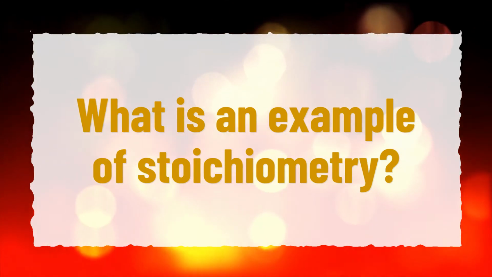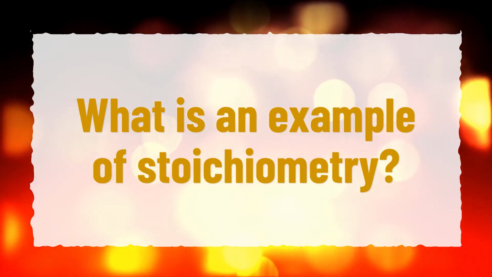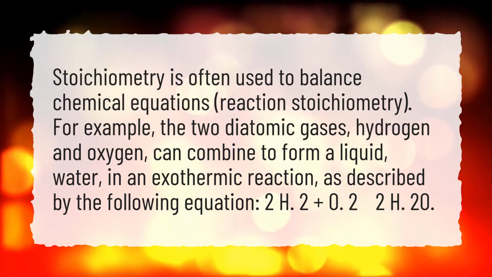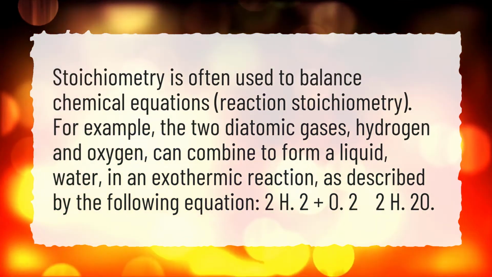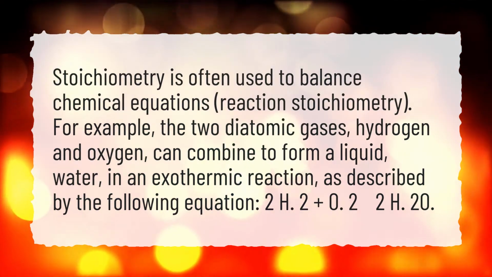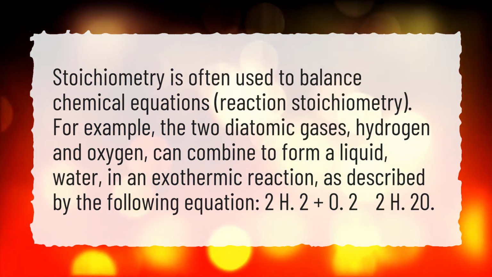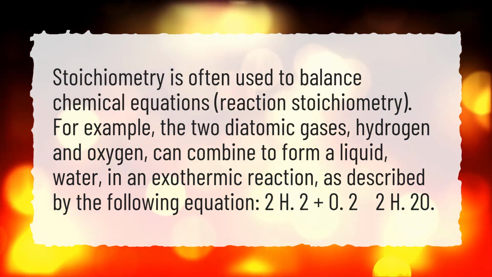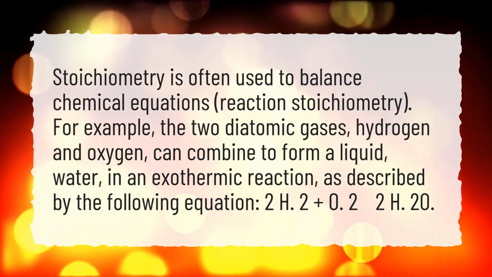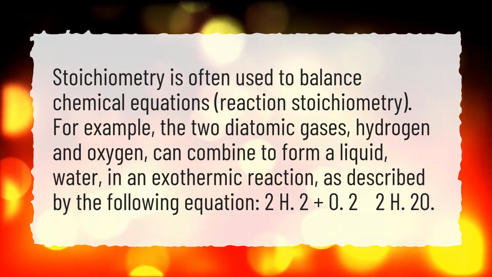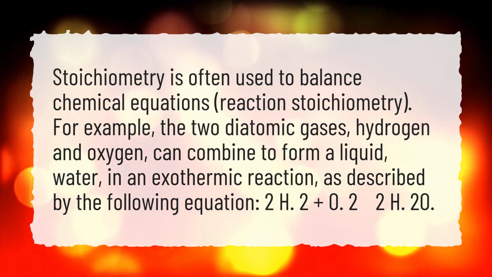What is an example of stoichiometry? Stoichiometry is often used to balance chemical equations, reaction stoichiometry. For example, the two diatomic gases, hydrogen and oxygen, can combine to form a liquid, water, in an exothermic reaction, as described by the following equation, 2H2 plus O2 yields 2H2O.